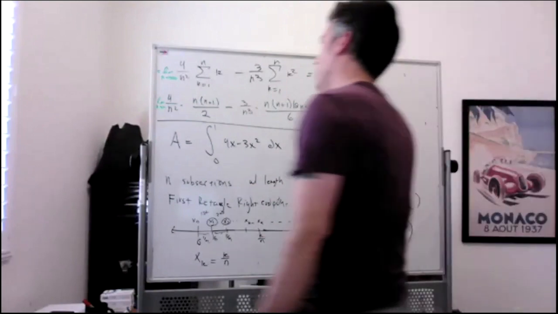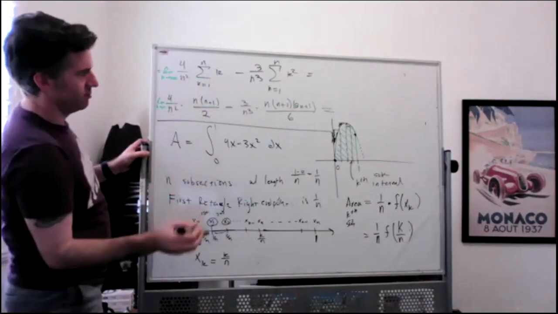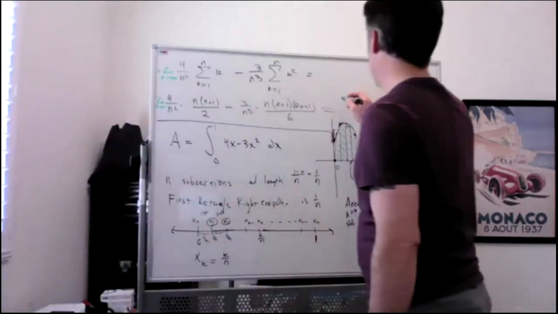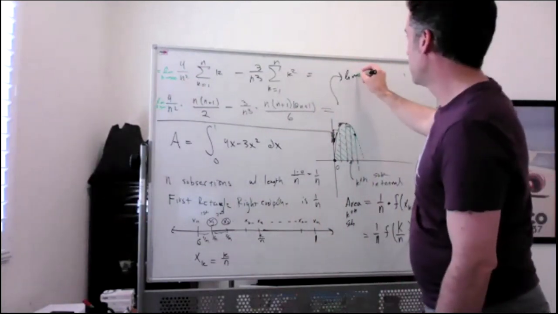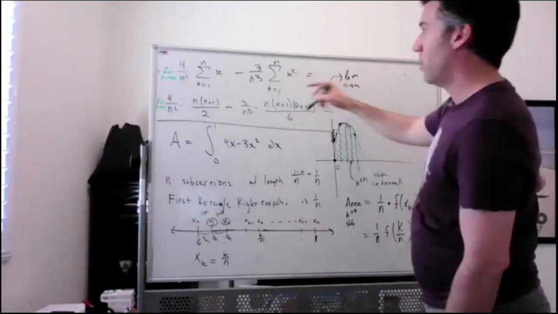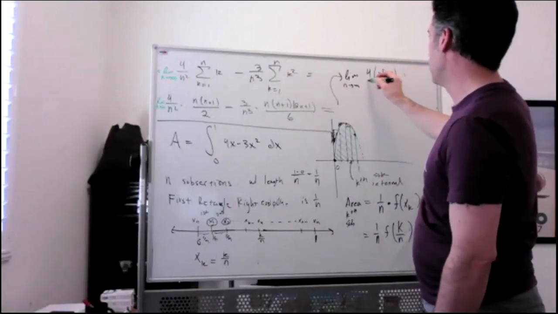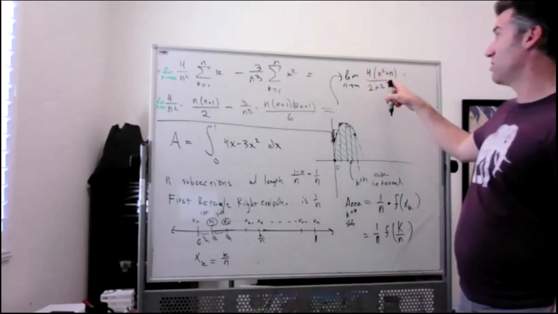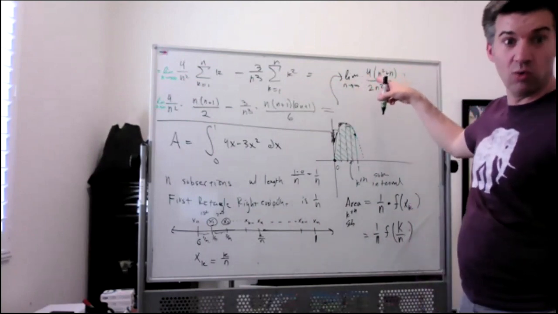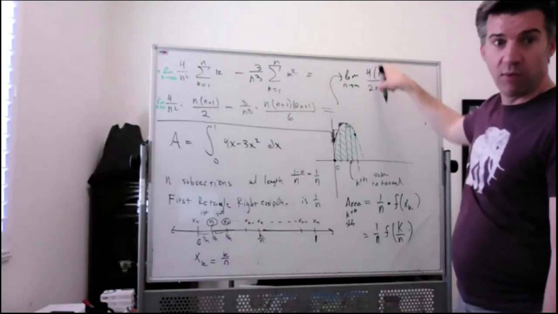So let me point out, if I multiply this out, I would have the limit as n goes to infinity of 4 times n squared plus n over 2n squared. And now I think it's a little easier to see that this part's going to be 2, because it's 4 times n squared over 2 times n squared. And 4 over 2 is 2.